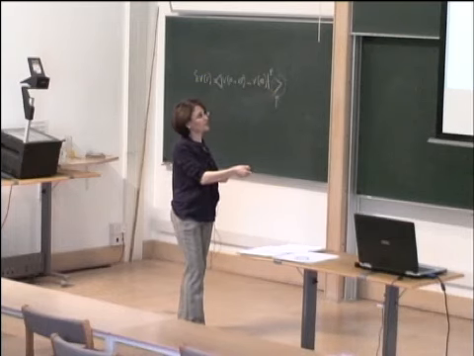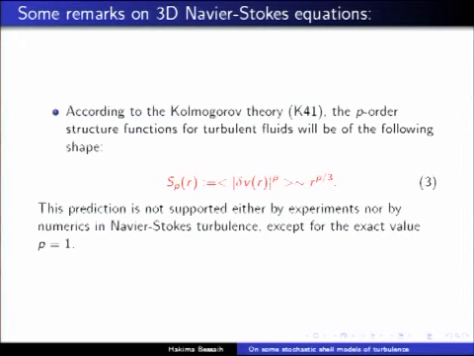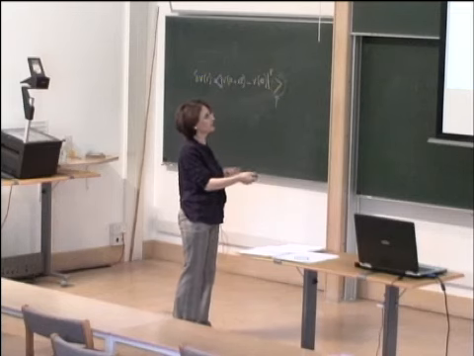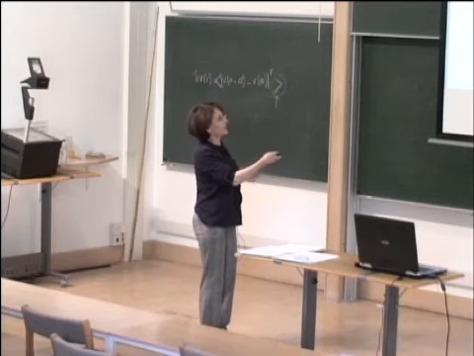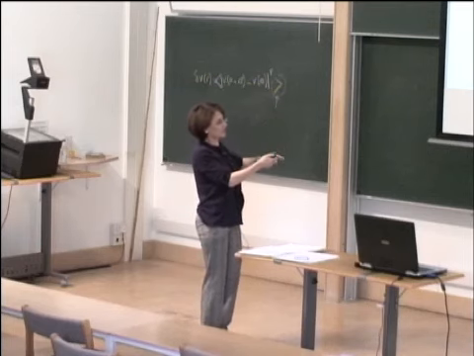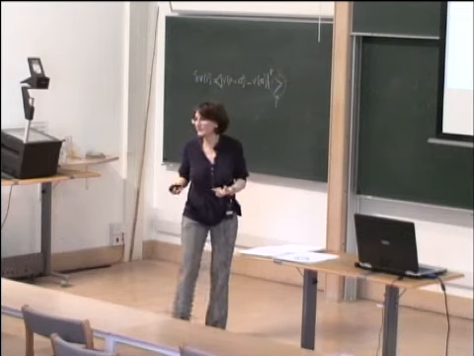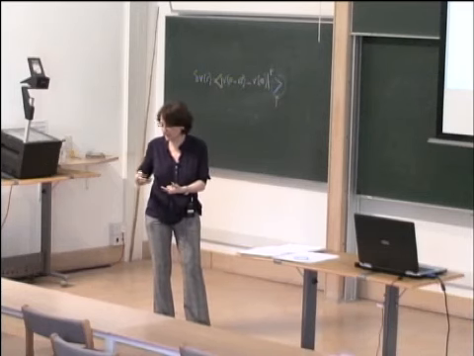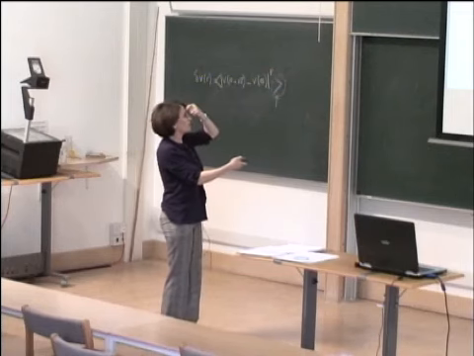Unfortunately, this conjecture is not supported by experiment or by numerics for Navier-Stokes, except for the value p equal to 1. For p equal to 1, there is an agreement in the physics community and in the math community that it is true. Okay? As you see, this is averages, so averages are interesting here. We are not able to prove anything for Navier-Stokes theoretically.